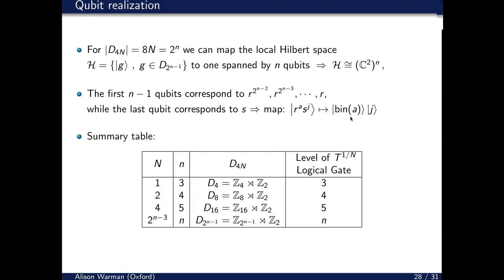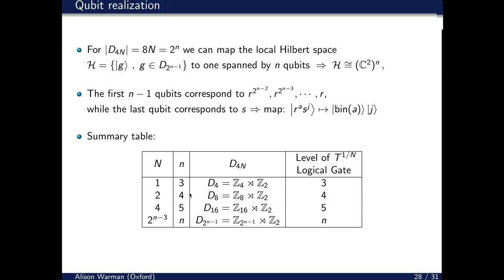Okay, so for example, if we consider D4 with Z4, if we take 0, this will be mapped to 0, 0. If we take 1, 0, 1. If we take 2, this will go to 1, 0. And if we take 3, it will go to 1, 1. Okay, so we just take the binary representation of number A and then J. So this is a way to map the Hilbert space, here the group elements, to n qubits.